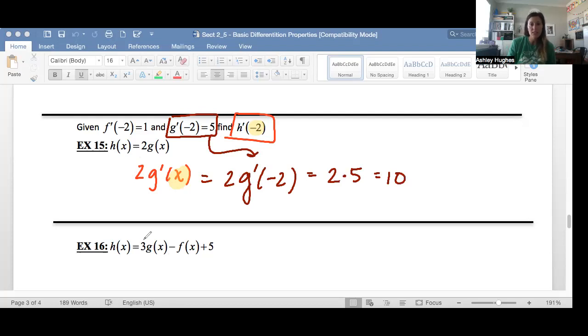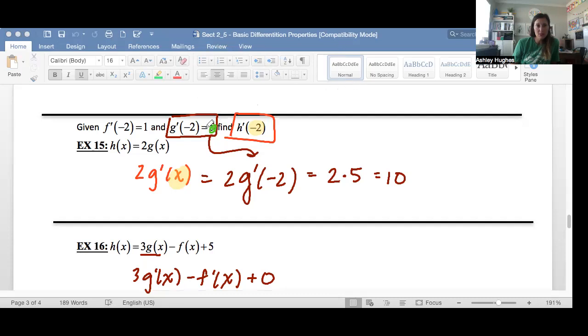Okay, so this is using the sum or difference rule. So the derivative of g is denoted g prime. The derivative of f is denoted f prime. The derivative of 5, that's a constant. So the derivative is 0. These aren't 0 because they're in front of a function. So it's the scalar multiple rule. That 3 just stays there. So what's g prime? G prime of negative 2 is 5.